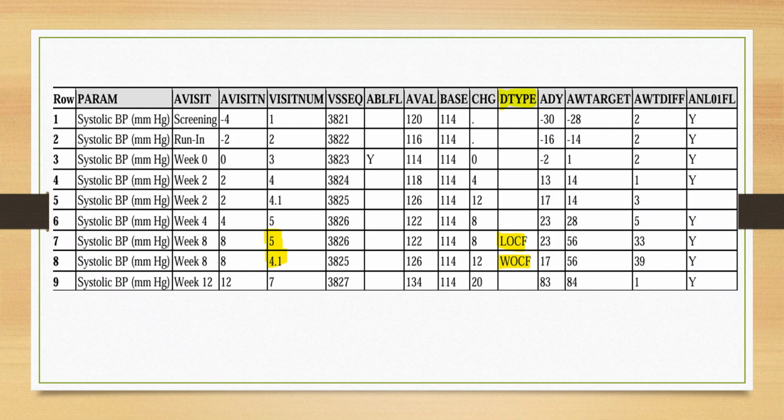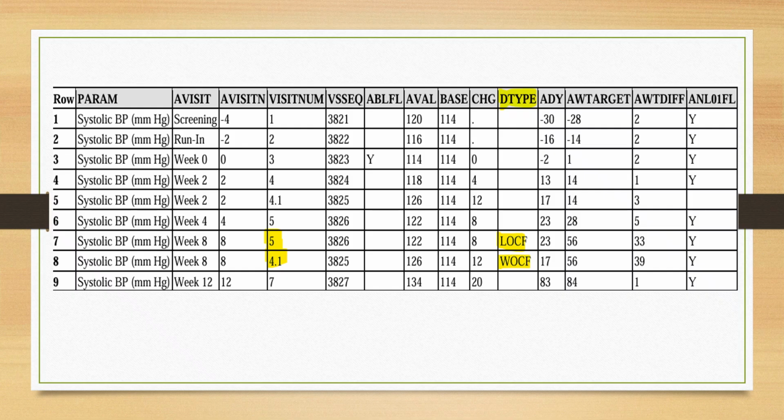In this example which I'm showing you, we can see that for the systolic blood pressure for this subject, we did not have the visit 8 information captured at the site level. So to avoid any missing data for analysis purposes, we have created two more records where the DTYPE is letting us know what these two records tell us. From the DTYPE value for record number 7, we know that this record for week 8 is the last observation carry forward record.